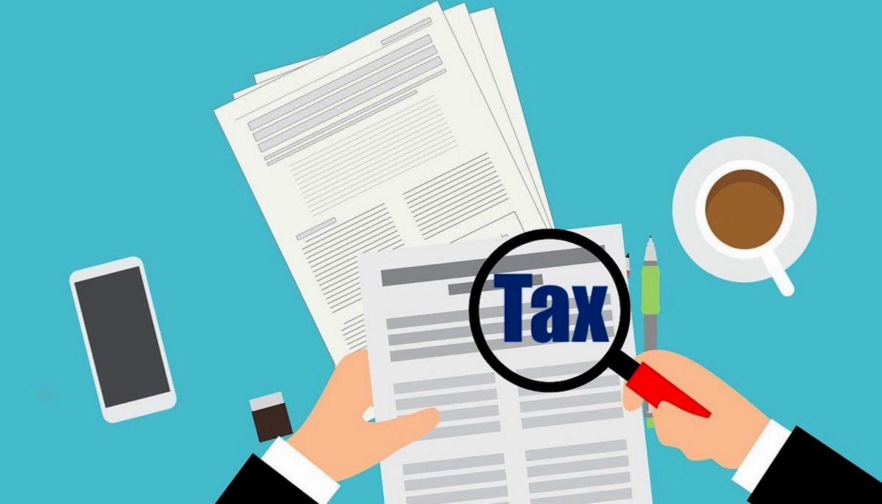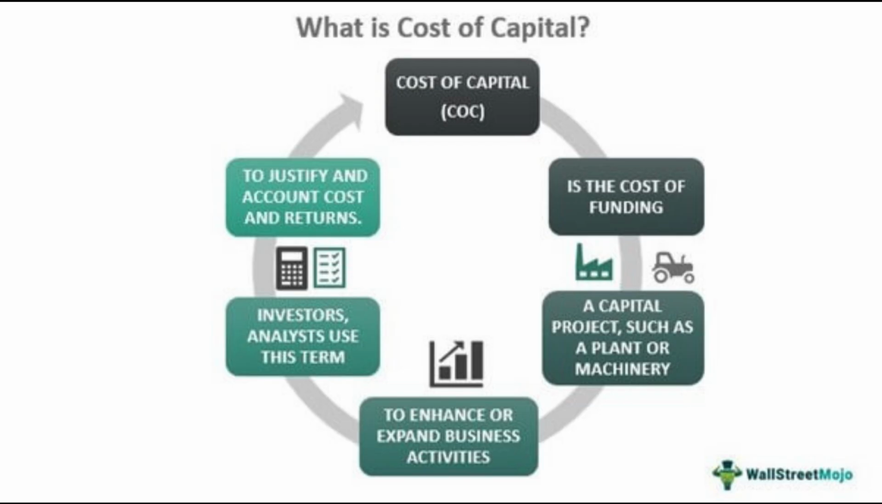Now, let's talk about credits. Credits are dollar-for-dollar reductions in the amount of tax owed. There are two types of credits, refundable and non-refundable. Refundable credits can reduce your tax bill to zero and may even result in a refund, while non-refundable credits can only reduce your tax bill to zero. Some common credits include the Child Tax Credit, the Earned Income Tax Credit, and the American Opportunity Tax Credit.